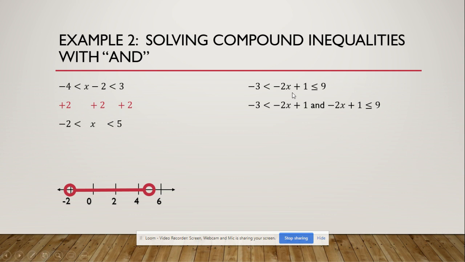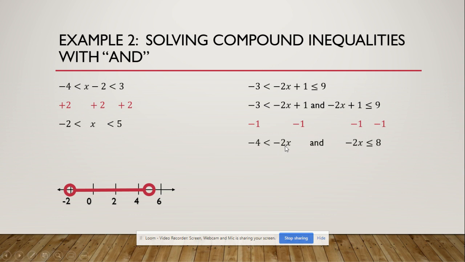Now, after I've separated them into the word and, I can solve them separately. Okay, so first I'd use my additive property of inequalities to subtract a 1 from each side. Now, because the middle was the same in both, we can basically use the same steps in both.